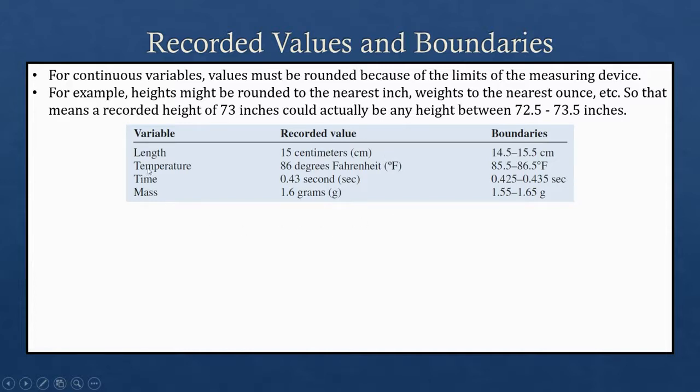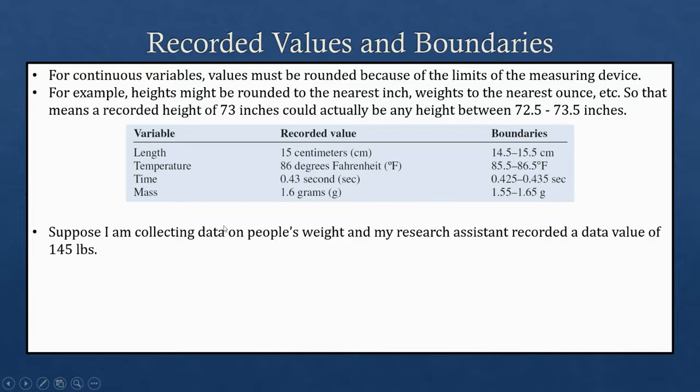So here are a couple other examples. Temperature: if I record 86 degrees Fahrenheit, then the range for the boundaries of all values that would get rounded or recorded as 86 would fall between 85.5 and 86.5. There are a couple other examples here that you can look at, but I want to try one with you. So suppose I'm collecting data on people's weight, and my research assistant recorded a data value of 145 pounds.